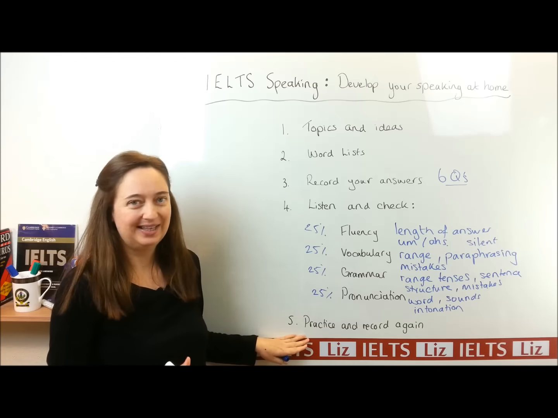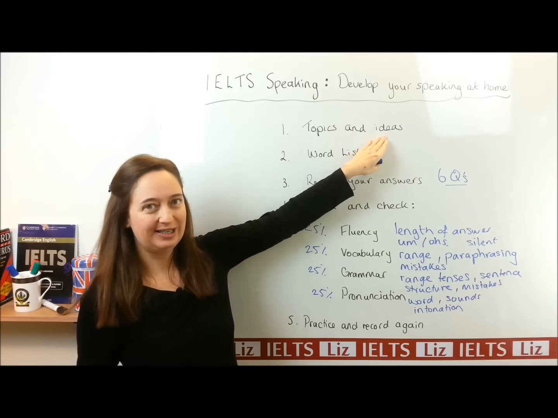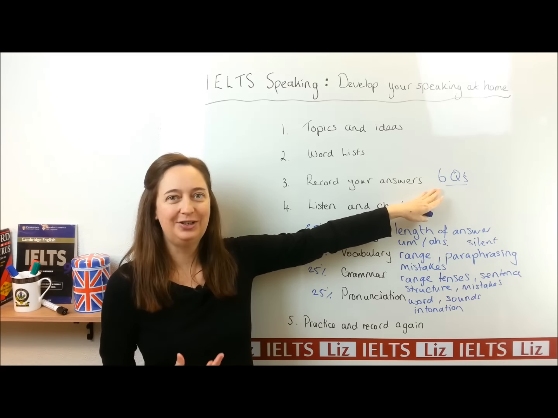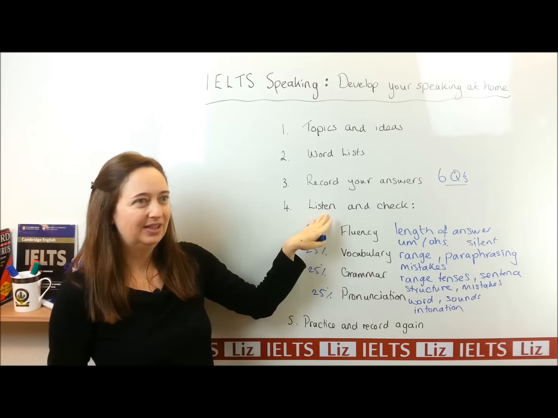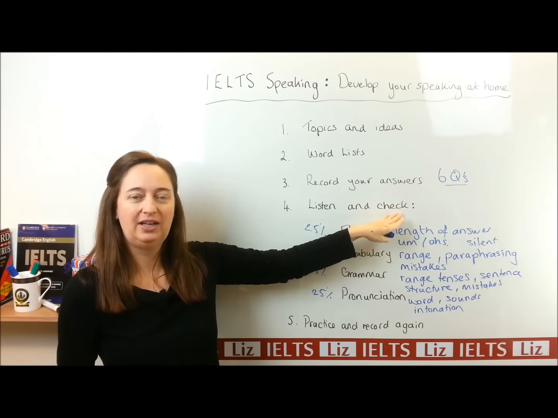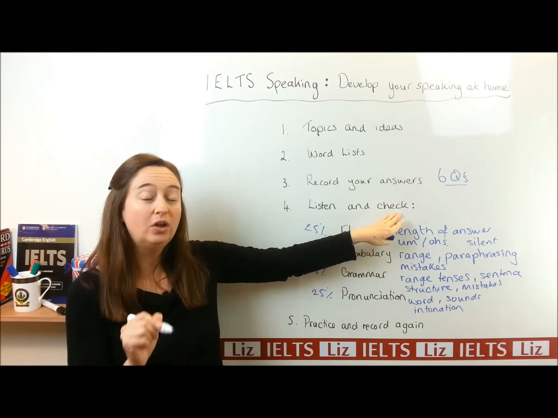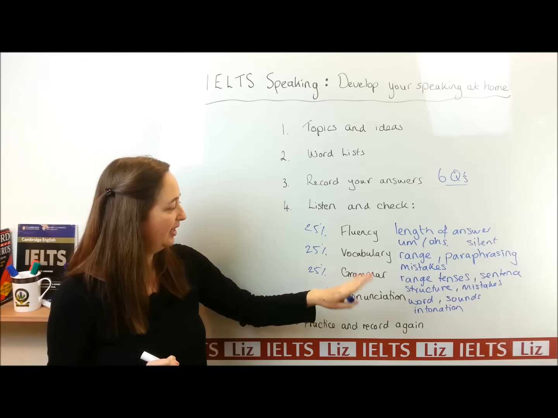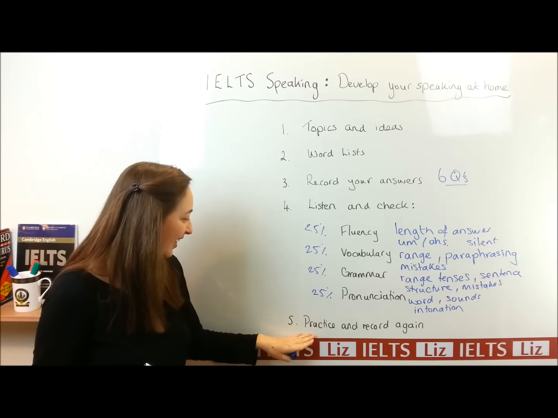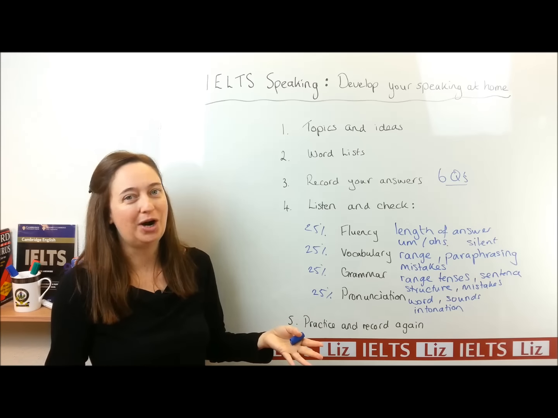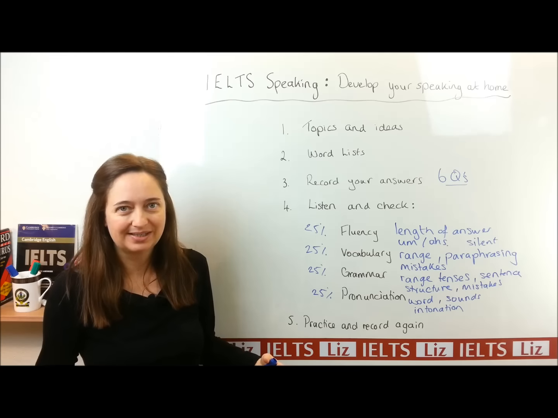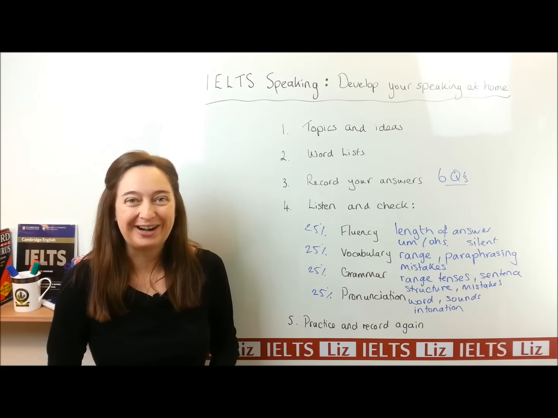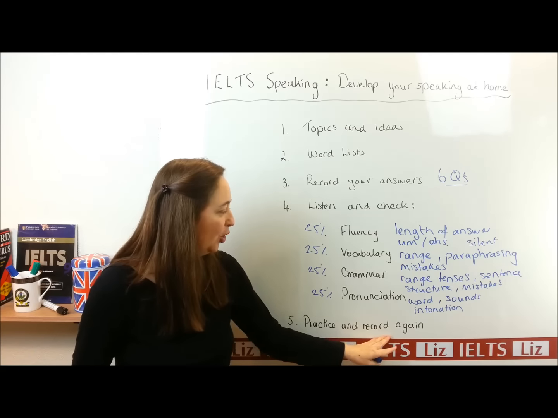Now, the last thing, once you have got your topics and your ideas, you've got your vocabulary for the topic, you have your questions and you record them, you listen, you check your answer. Don't forget you can write down the answer to check what you say. Write down the words you're using. Check your fluency, vocabulary, grammar and pronunciation. And then, after that, practice. Practice and practice. Find your weakness. Get rid of your weakness. Improve your strengths. And you can practice and record again.